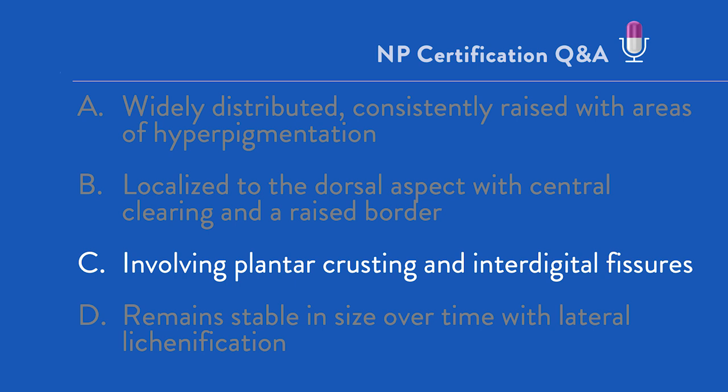C, involving plantar crusting and interdigital fissures. This is, of course, the right answer. Really, it's the right location and the right description. If you thought, great, another piece of clinical information I need to memorize, I challenge you rather to think of it as the following. How does this disease take hold? Most commonly via macerated or other injured skin. How does the skin most often become macerated? By being wet.